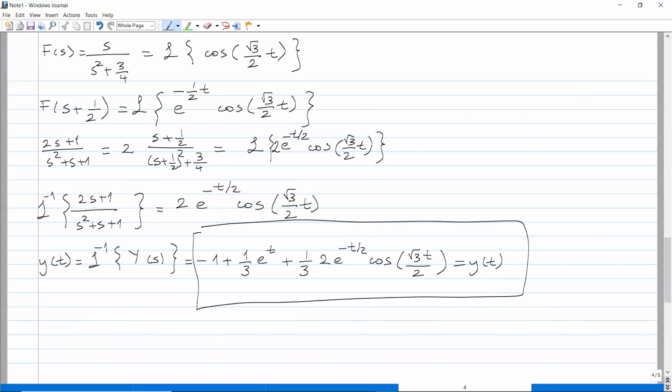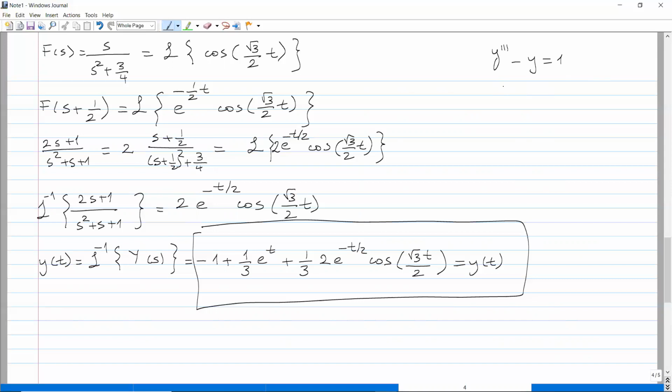Let's try to see the connection with what we have done before. Let me rewrite the problem. Remember, the problem is the third derivative of y minus y equals 1, and we have initial conditions.